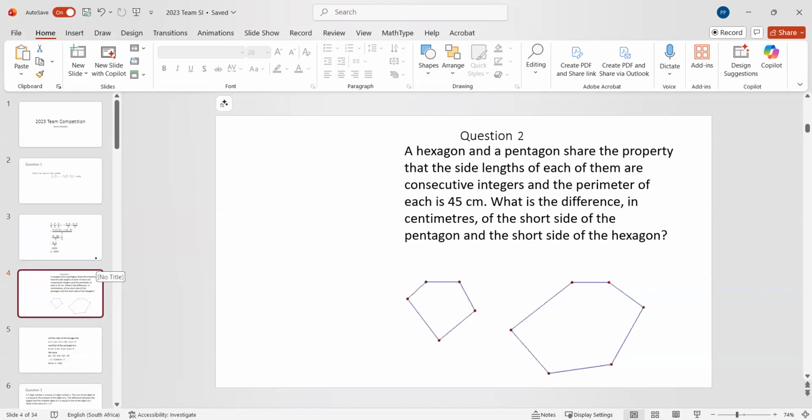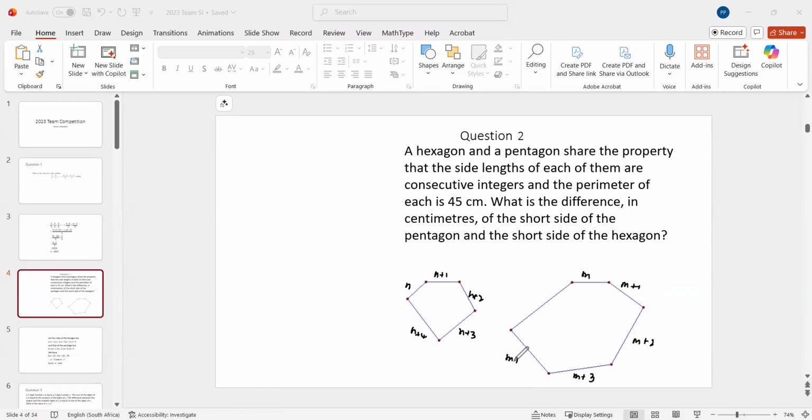So I've drawn these figures. A pentagon is a five-sided figure, and it is said that the sides are consecutive integers. So in other words, if the smallest is n, say, then the next ones are n plus 1, n plus 2, n plus 3, and n plus 4. And here, those are the sides of the pentagon. And the hexagon also has consecutive integers as its sides. It goes all the way up to n plus 5 now.